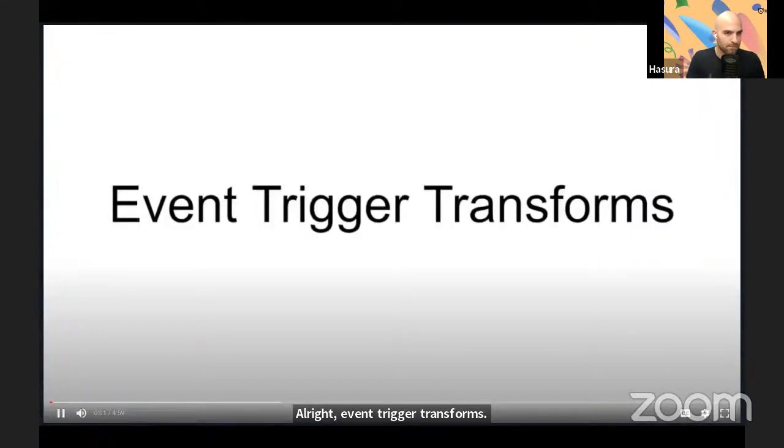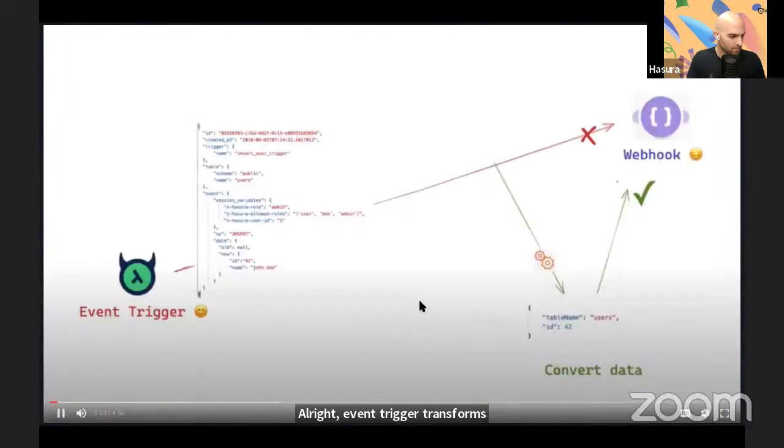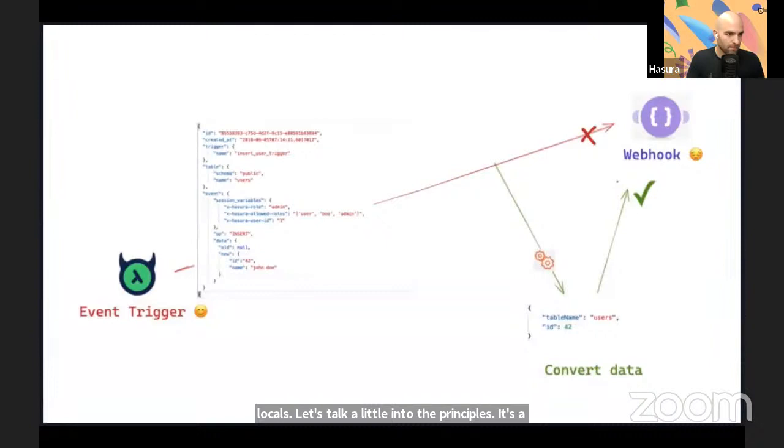Hello folks, let's talk about event trigger transforms. Let's say I have an event trigger and I'm triggering it using some operations, and I have a webhook which expects the data in a certain format. Now what used to happen was my trigger used to send the payload in a specific format, which is shown here, and I had to use some third-party sources to convert that data, or I had to convert that data within my webhook itself.